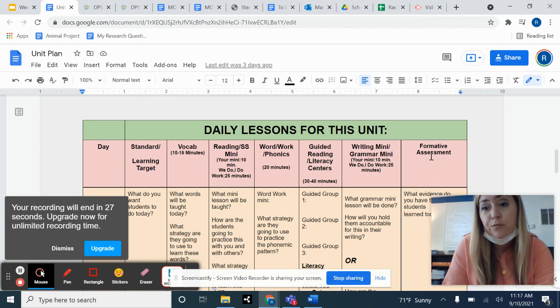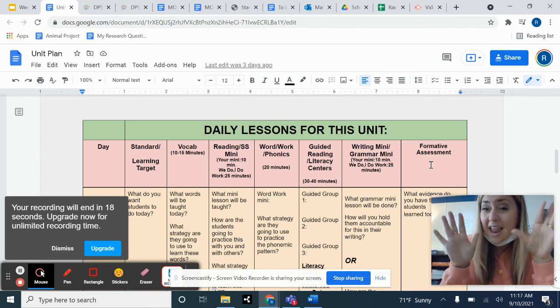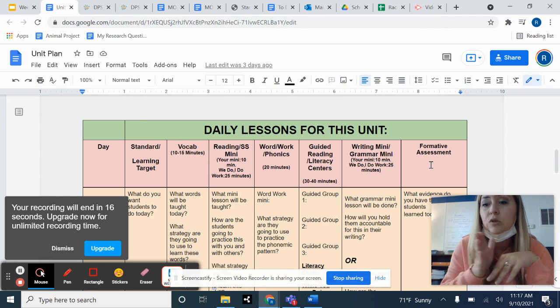And then, of course, however you're formatively assessing them for the day, whether it be an exit ticket, 5-question quiz, just their whiteboards, any sort of formative assessment which leads them towards that summative assessment. What do you need to do to fix before you get there? Okay, I think that covers it.